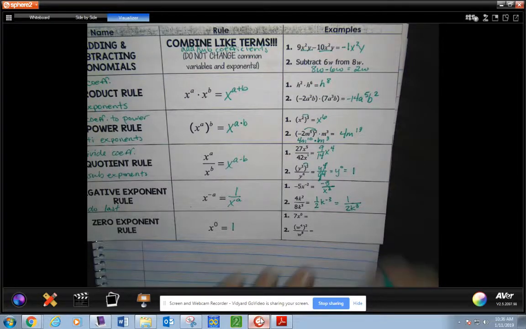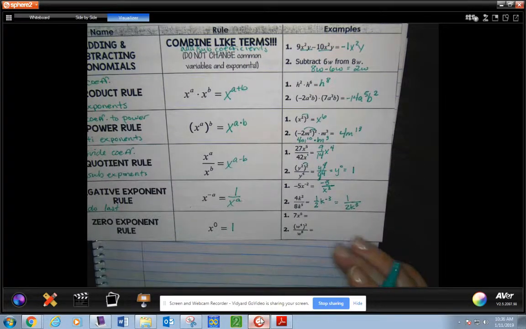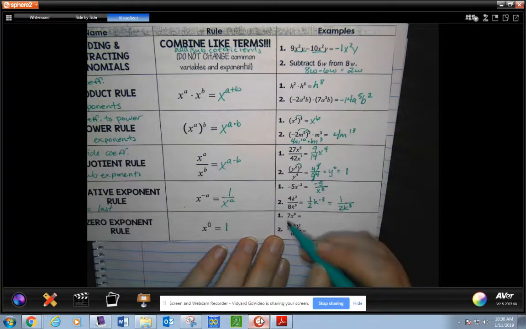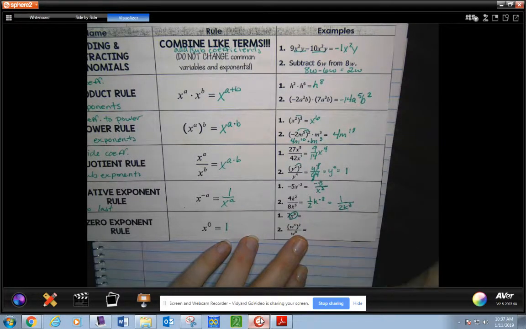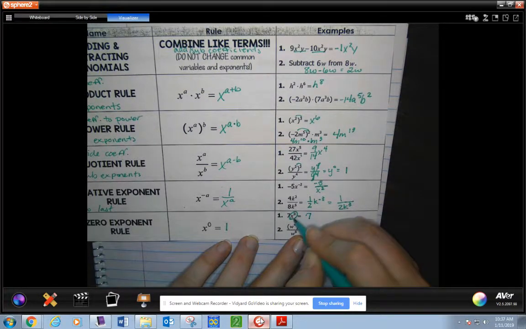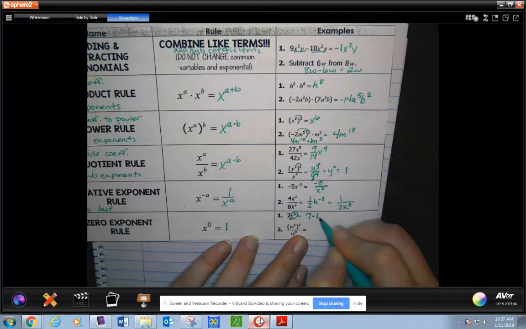So, this can trick you if you're not careful, because if I have 7x to the 0, this piece is the only piece to the 0. That 0 does not go on 7. So you keep 7 and x to the 0 becomes 1. So now you have 7 times 1, which is 7.